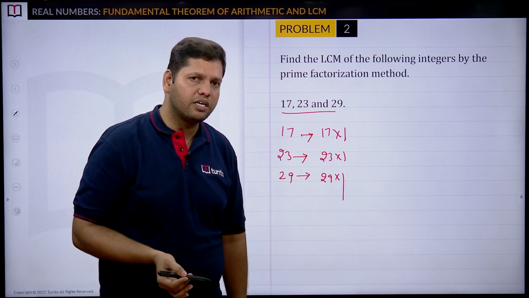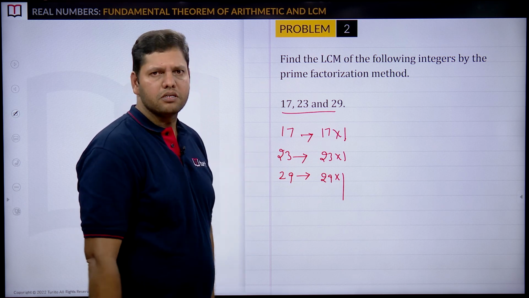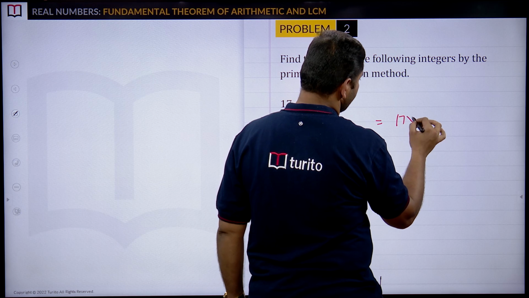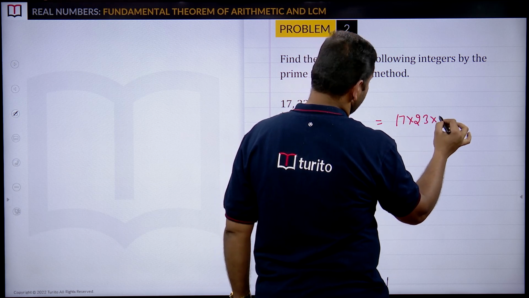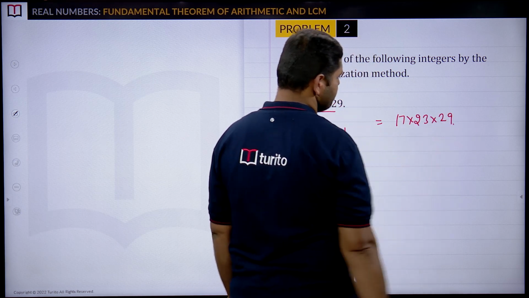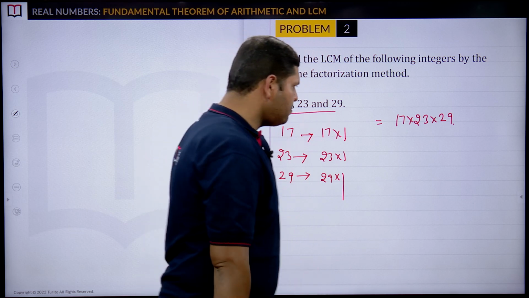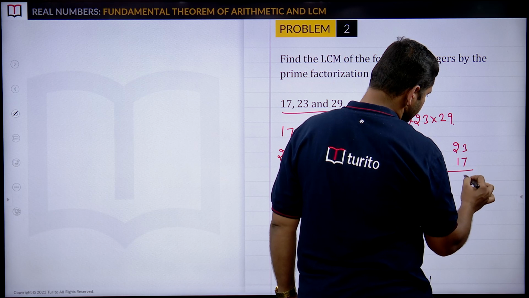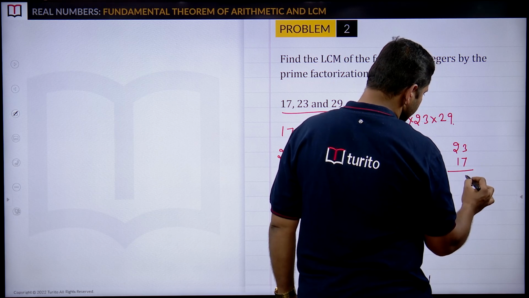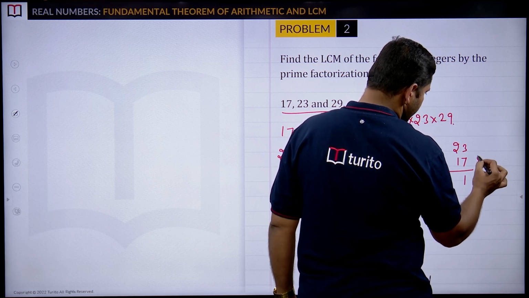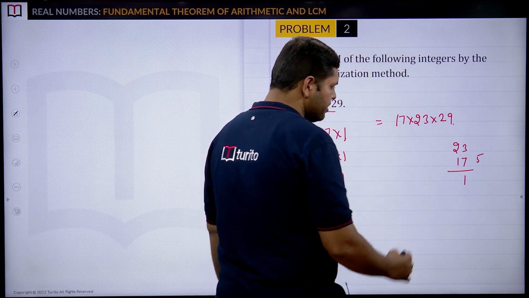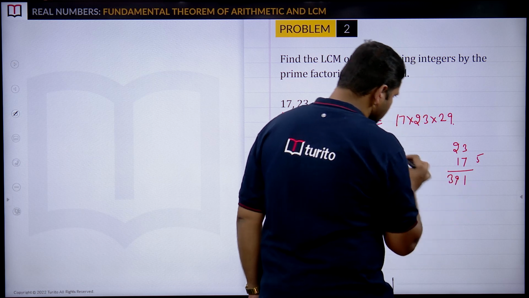So directly what do we do at the time? Directly multiply the 3 numbers. So what would be the answer, children? Multiply 17 into 23 into 29. Let us do the multiplication also, children. First I am multiplying 23 and 17. 17 3s are 51, so carry 5. 17 2s are 34. 34 plus 5 is 39. So 391.